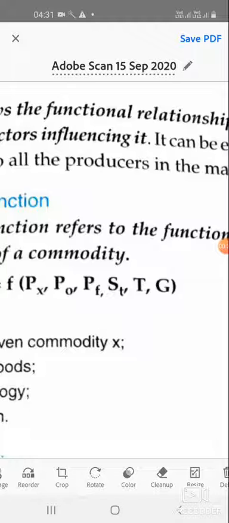Sx is the supply of the given commodity X, and Px is the price of the given commodity X. Po is the price of other goods. Pf is the price of factors of production. St is the state of technology. Tg is the taxation policy and goal of the firm. There are many factors.